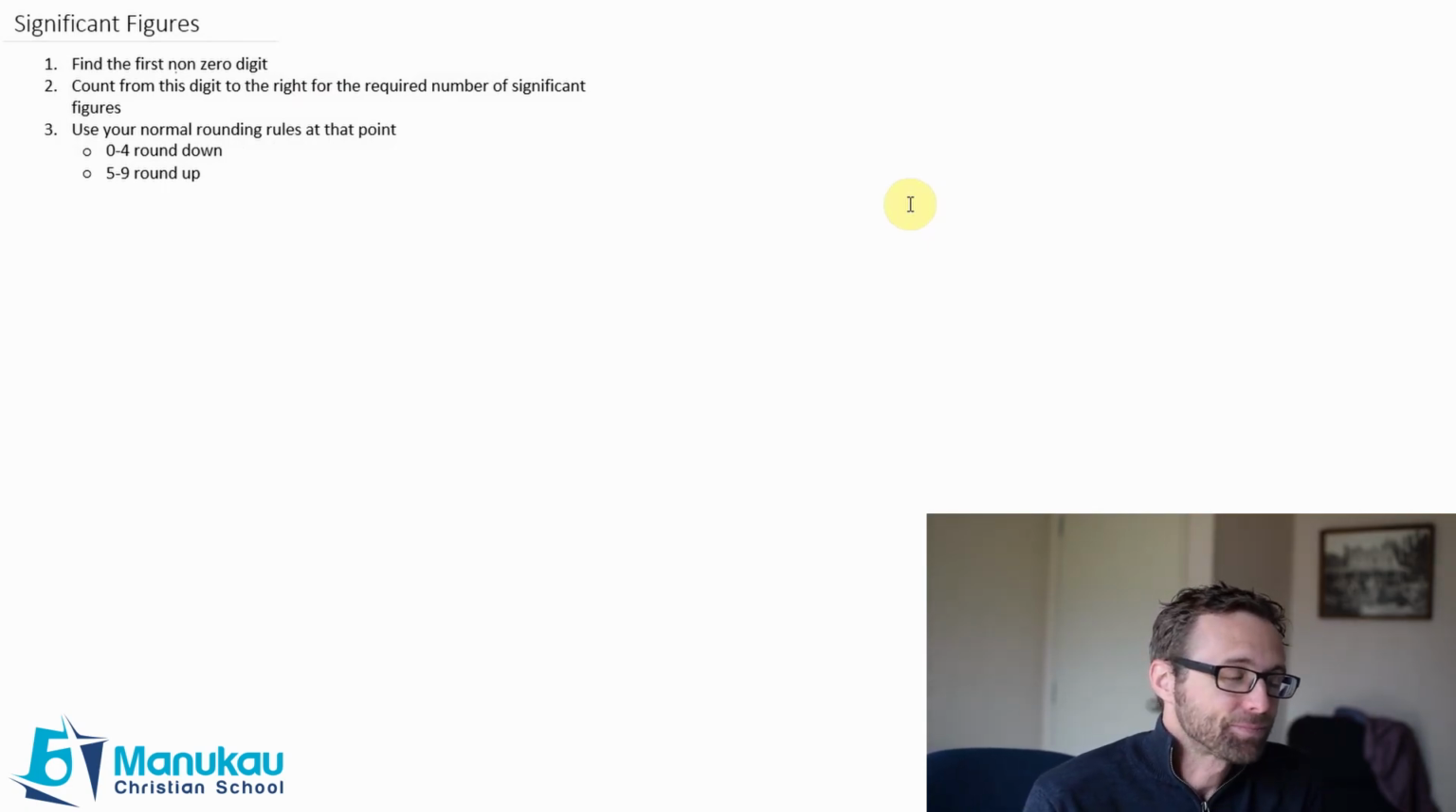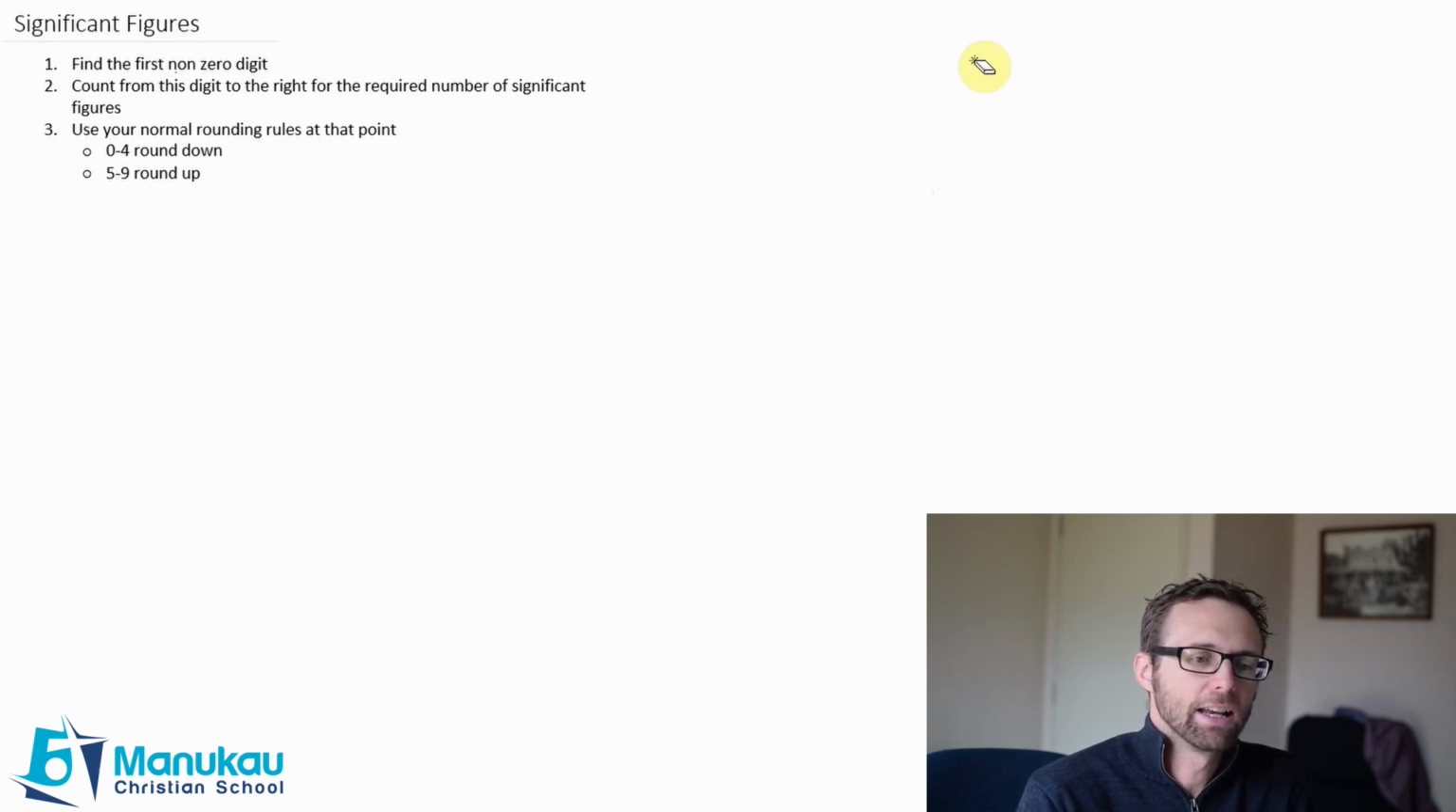And for numbers that are decimals, you're going to have to go to your first non-zero digit after the decimal point. So you find that digit, and then you count from that digit to the right for the required number of significant figures, and then you start using your normal rounding rules at that point.